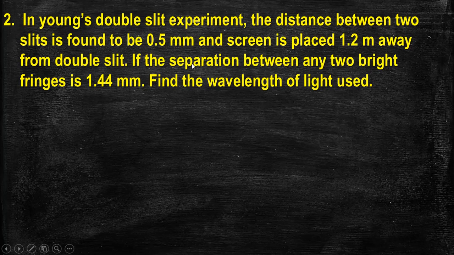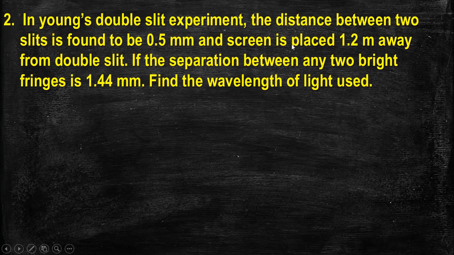Go through the problem thoroughly. In Young's double slit experiment, you have to recall two important formulas that I am going to explain in the later section of this problem. But before that, you have to write the given values. The distance between two slits is found to be 0.5 mm, which means this is the value of small d. But you have to write it in meters. 0.5 into 10 to the power of minus 3 meter.